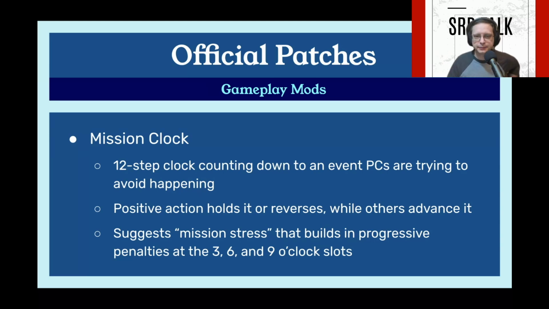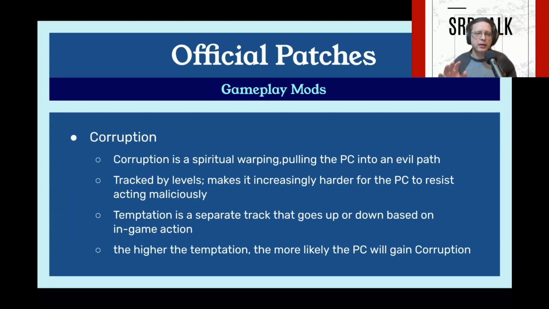The last thing we're going to be taking a look at under the official patches is corruption. In this particular description, corruption is a sort of spiritual warping of the player character, and it's trying to pull them onto an evil path. This is tracked by levels of corruption that generally scale from 1 to 5, where if you get more than 5, basically your character's retired because they are completely down the dark way to the point of being practically irredeemable. They feed into a separate track that tracks temptation.